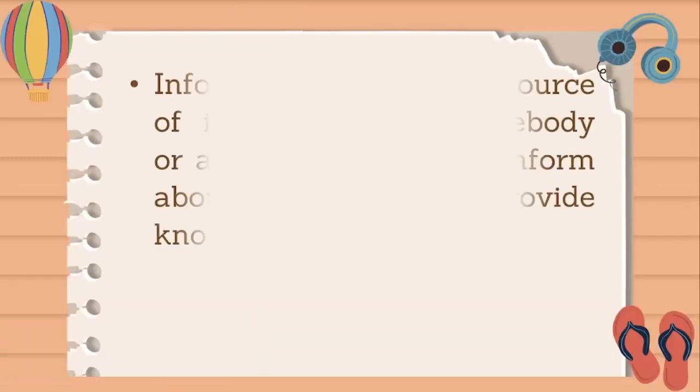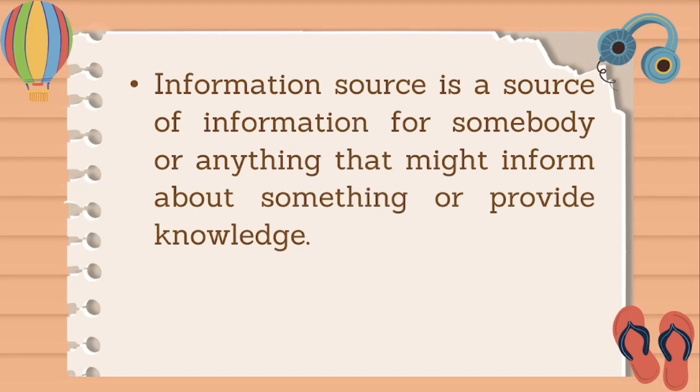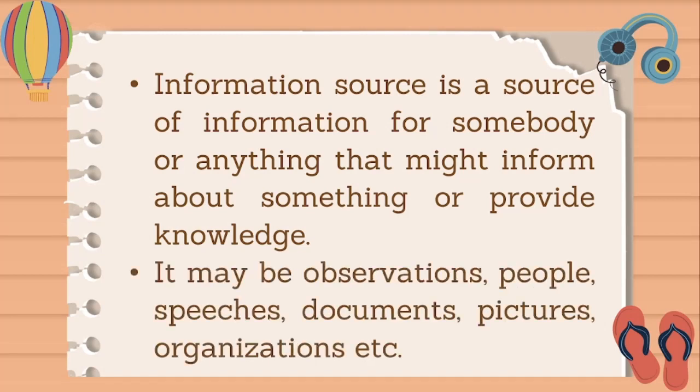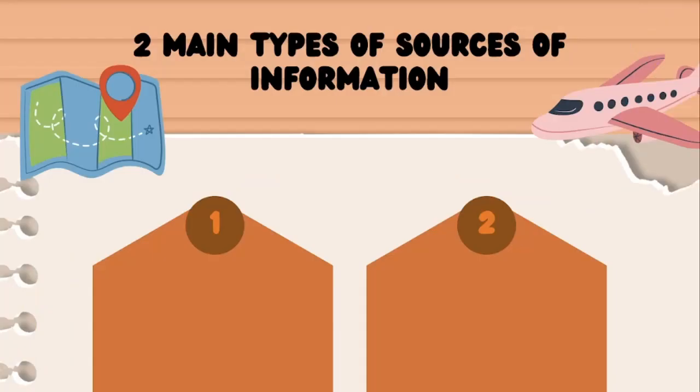First, let's have its definition. Information source is a source of information for somebody or anything that might inform about something or provide knowledge. So basically, it is anything that informs or provides knowledge. Okay? And it may be observations, people, speeches, documents, pictures, organizations, and so on.